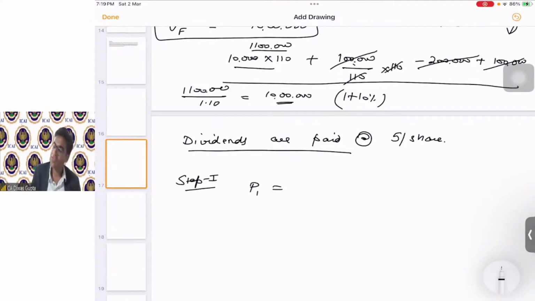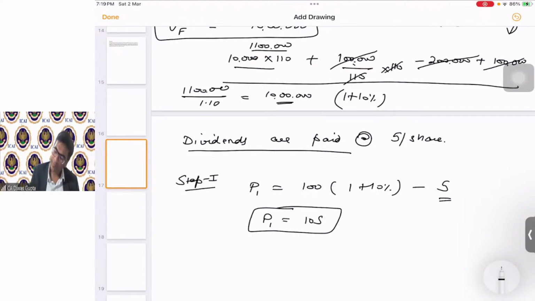Calculation of value of share, right? P1 is equal to 100 into 1 plus 10% minus 5. So this time minus 5 will happen because of the dividend. Okay. So P1 becomes 105, students.